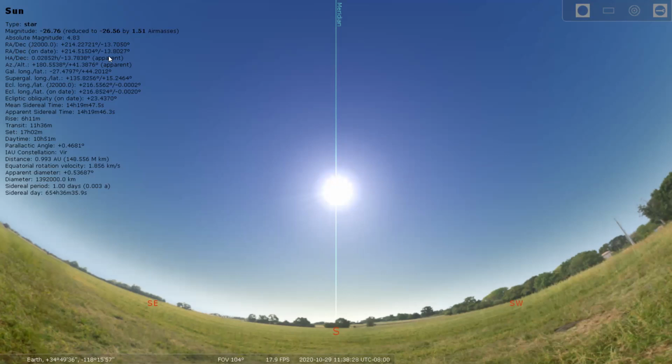Now, I'm going to speed up time here. Actually, let me just click through the days. I'm going to hit the plus sign to go ahead one day. Watch what happens with the declination. It's definitely decreasing. It's gone to negative 15 and then negative 16. It's going to continue decreasing until the winter solstice.